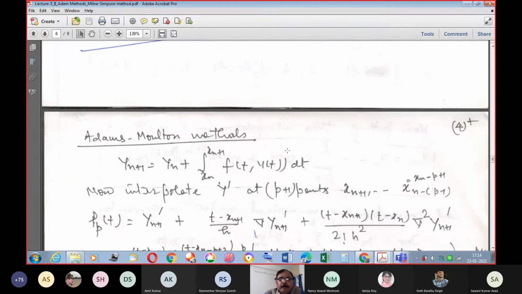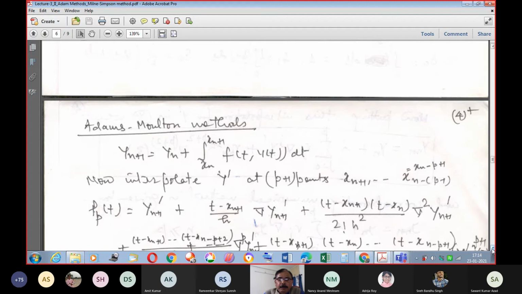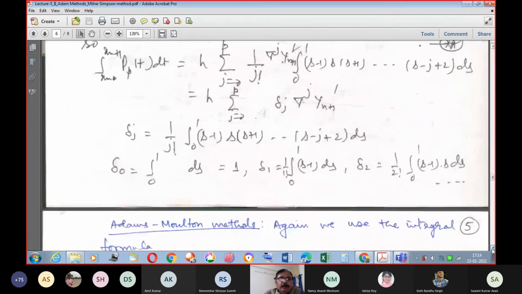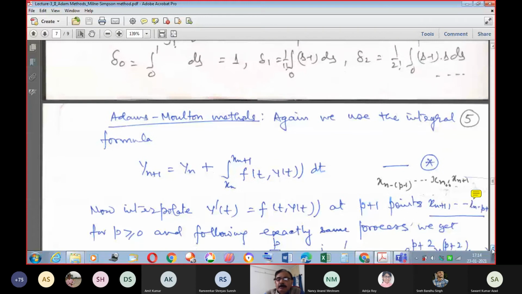We approximate this f or y prime by some interpolating polynomial. Now, the points we'll take here are as follows. Let me first show the major part. These are some workings. Adams-Moulton methods.